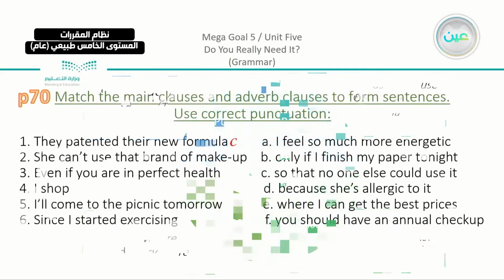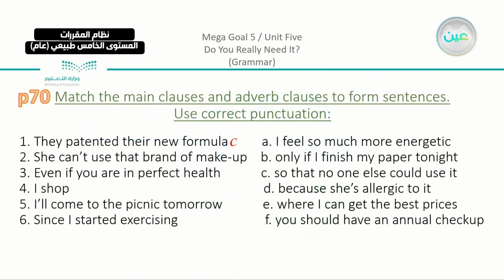After that, now we have the exercise in the book. The exercises are a little bit long, and some have model answers for them, and for some you can give other replies. So we're going to do the ones that have a basic model answer. The first one: match the main clauses and the adverb clauses to form sentences. Use correct punctuation, meaning that we are going to use the comma if we need the comma.